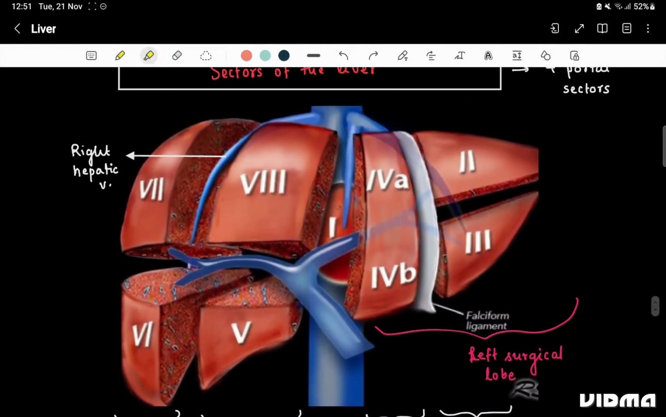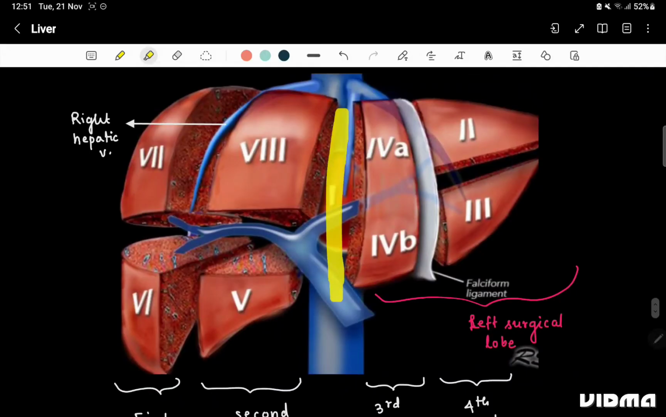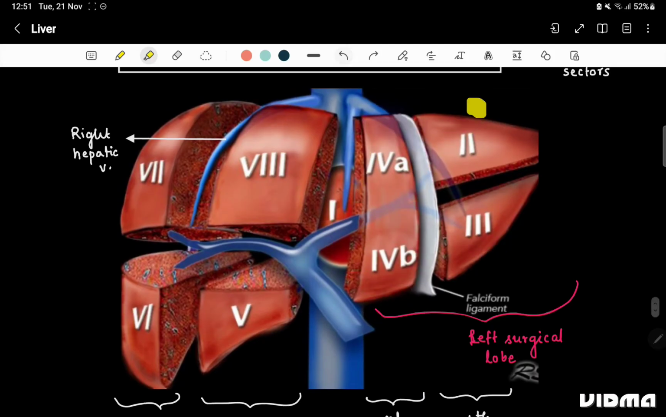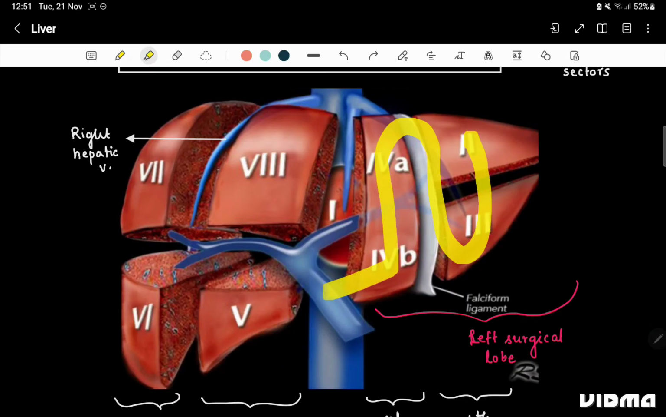Let's talk about the left surgical lobe. So left surgical, this Cantlie line, this middle one is having a first segment. This first segment is lying a bit deep. Okay, so you can understand it is present in 3D. And then your second one is there, third one is there, fourth A is there, fourth B is there, going like this. Then your fifth is there. After fifth, you go here, sixth, your seventh, and the eighth. Understood? So second, third, 4A, 4B, fifth, sixth, seventh, eighth.